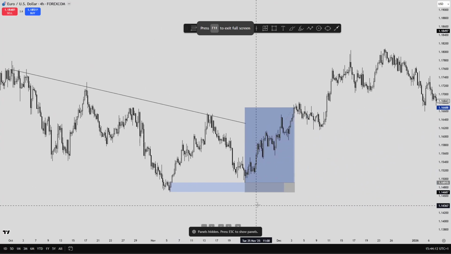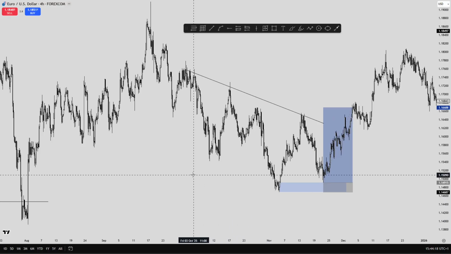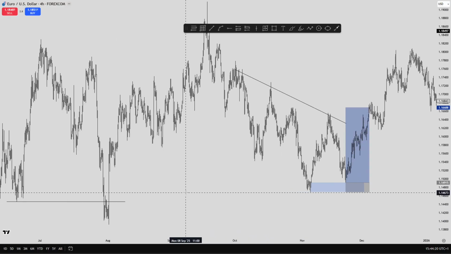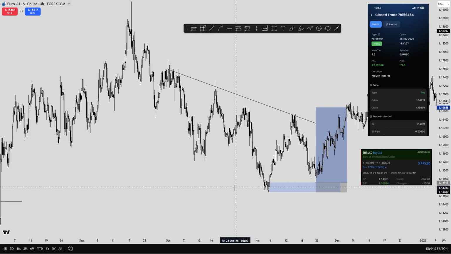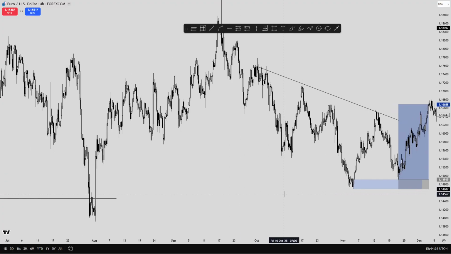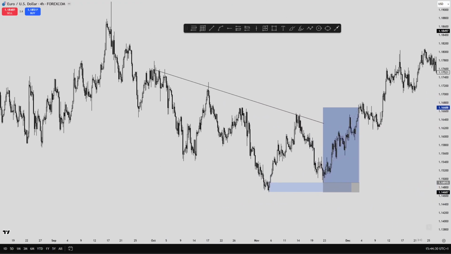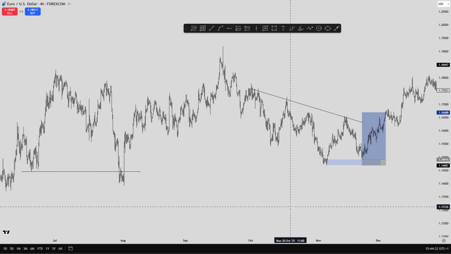What's up guys? Today I'm gonna show you how I took this beautiful swing trade on Euro USD. It made me more than 5k before this stupid taxes from Belgium, of course. Now I have almost nothing left, but yeah, let's just look at the trade idea.